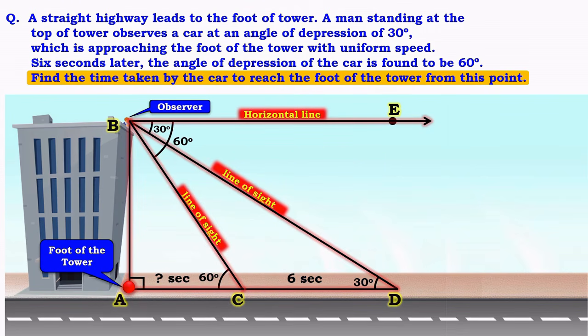Thus, we now have two right-angled triangles, one corresponding to the car at point D and the other corresponding to the car at point C. The car travels from D to C in 6 seconds. To find the time taken by the car to reach the foot of the tower from point C, we will first determine the relevant distances using trigonometric ratios. Remember the basic relation? Time is equal to distance divided by speed.